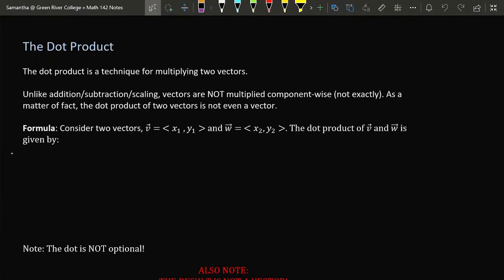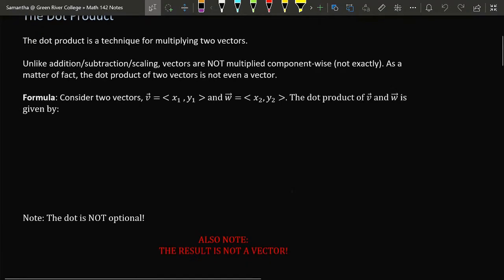The dot product is a technique for multiplying two vectors together. And the reason why this operation has its own video and was not part of yesterday's video is that, unlike addition, subtraction, and scaling, multiplying two vectors together is not exactly component-wise. As a matter of fact, the dot product of two vectors is pretty special because the result of that is going to be equal to a real number and not even a vector at all.